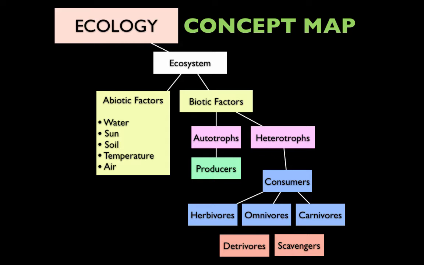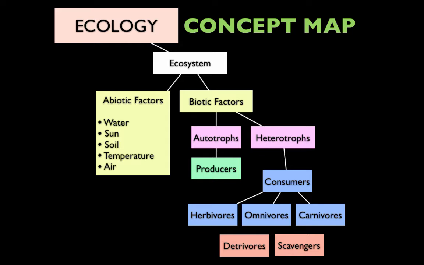Your ecosystem consists of abiotic factors and biotic factors. Abiotic factors are things that are non-living, kind of like the water, the sun, the soil, the temperature, the air. Whereas your biotic factors are things that are living. You can have your autotrophs, which would be your producers, so things like plants, things that can make their own food. And then you've got your heterotrophs, which are your consumers.